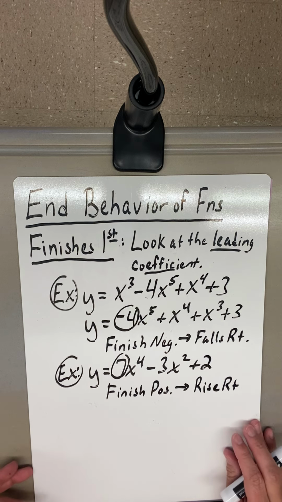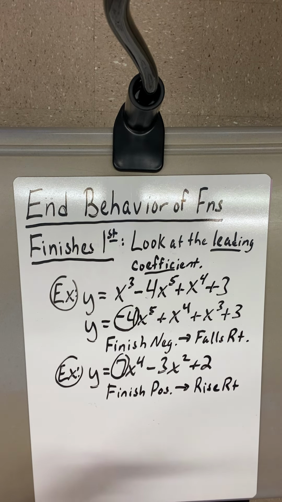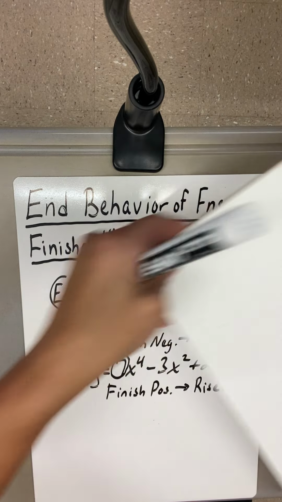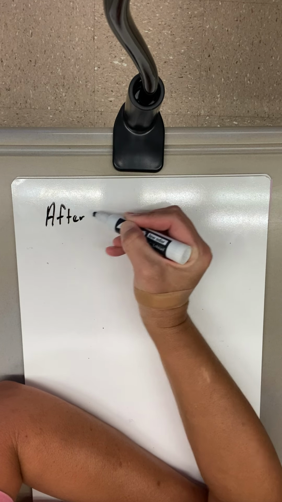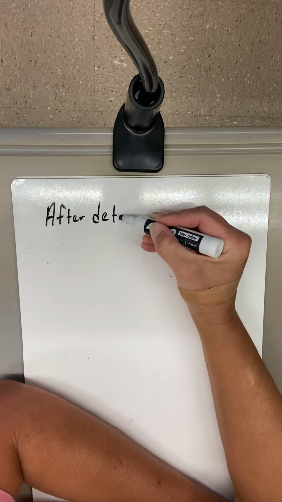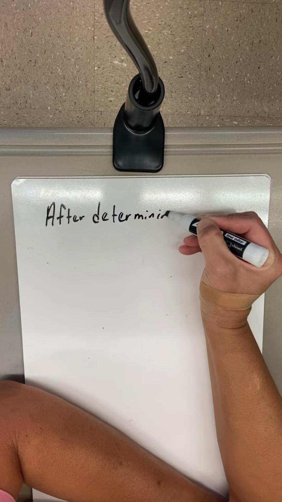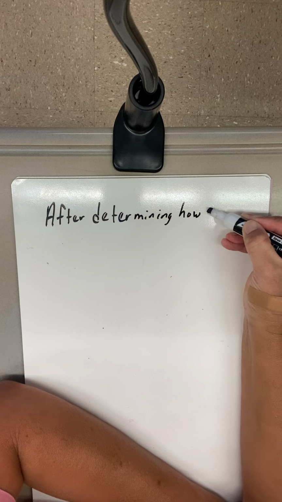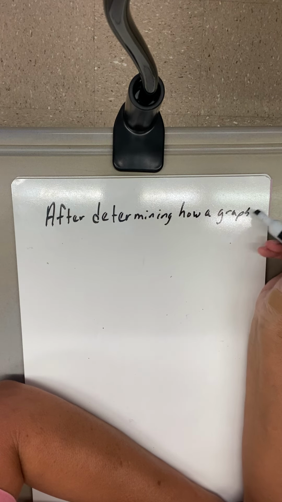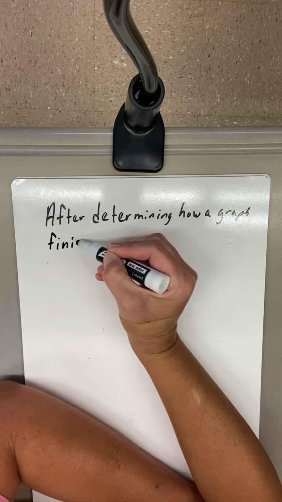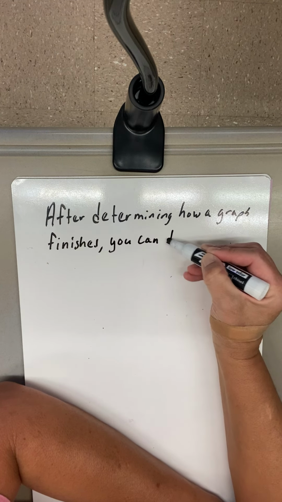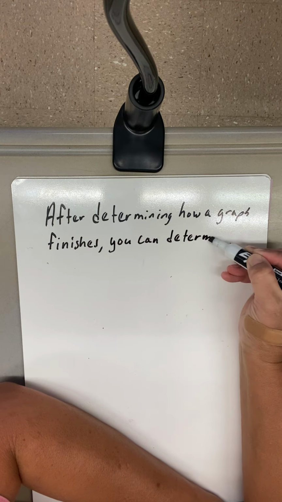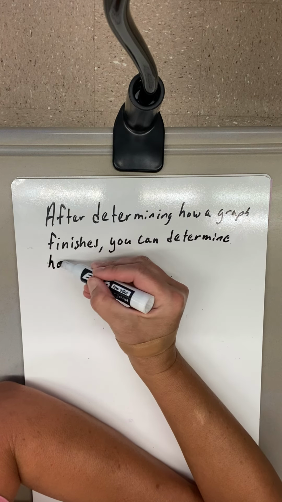All right? After you tell how a graph finishes, then you can determine how a graph starts. After determining how a graph finishes, you can determine how it starts.